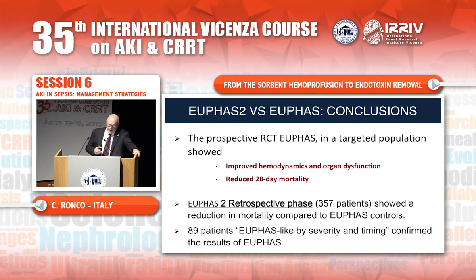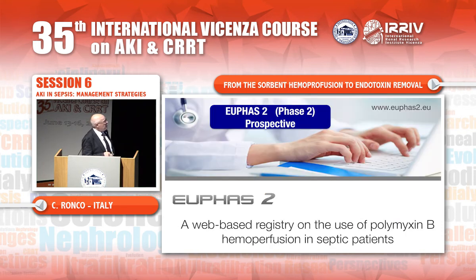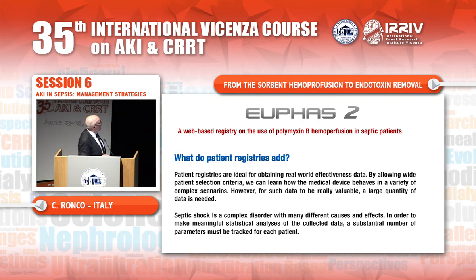The prospective, let's say, RCT EUPHAS was proposing some results. The retrospective phase of EUPHAS 2 confirmed these studies. And again, I want to show clearly the difference at 72 hours of several of the typical parameters that we analyze in sepsis. The EUPHAS 2 prospective registry is a typical kind of pragmatic trial in which we analyze the results in practice.